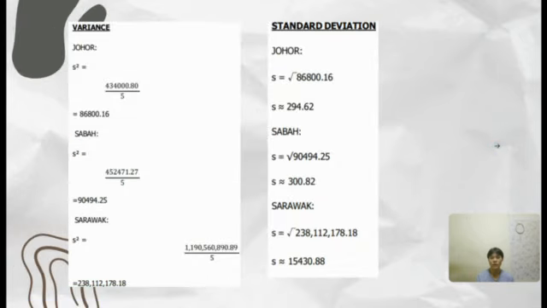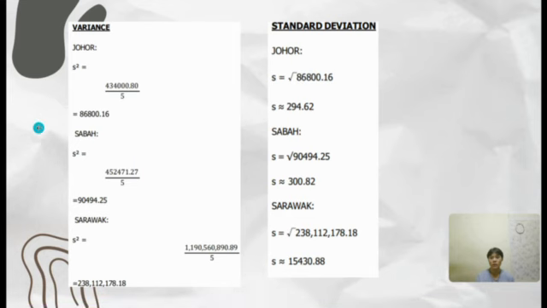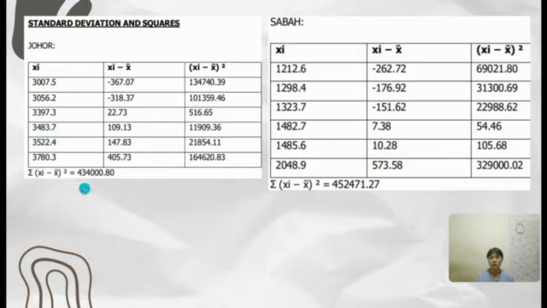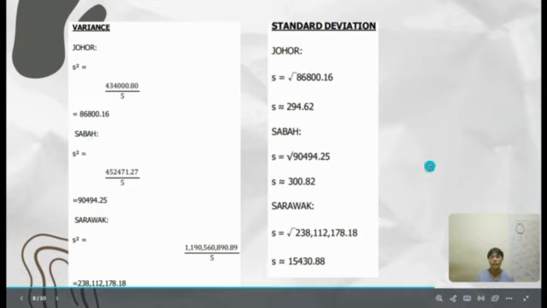Okay, the next one is variance, for Johor, Sabah, and Sarawak. We use s squared equals the total number, 434,000.80, divided by 5, equals this number. For Sabah, we also do the same, and for Sarawak we also do the same.